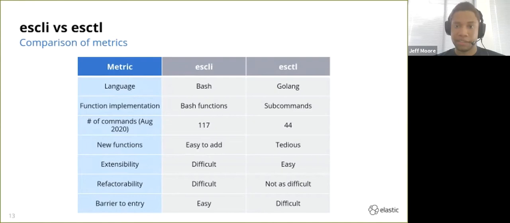Like I said, ESCLI functions are easy to add as Bash. ESCuttle is tedious. There are a lot of different pieces moving around, but once you understand it, I could say it is a little bit easier. And there are a few other metrics here that reflect what I've been saying.